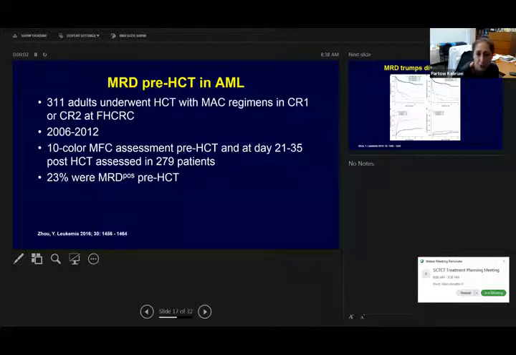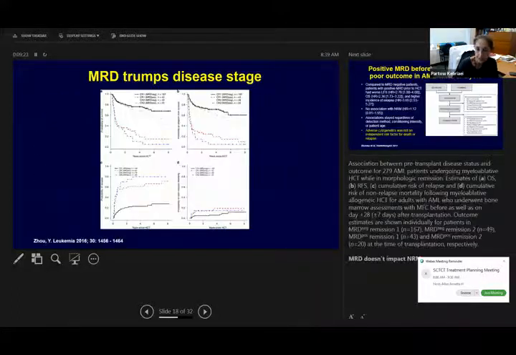The Fred Hutch group did a similar analysis looking at MRD prior to transplant in AML. They had about 300 patients who underwent transplant either in first or second remission, again with a myeloablative conditioning regimen. They used 10-color flow, and about 23% of the patients were MRD positive prior to transplant. Now, in this study, what's nice is they're looking at MRD versus traditional disease stage classification.